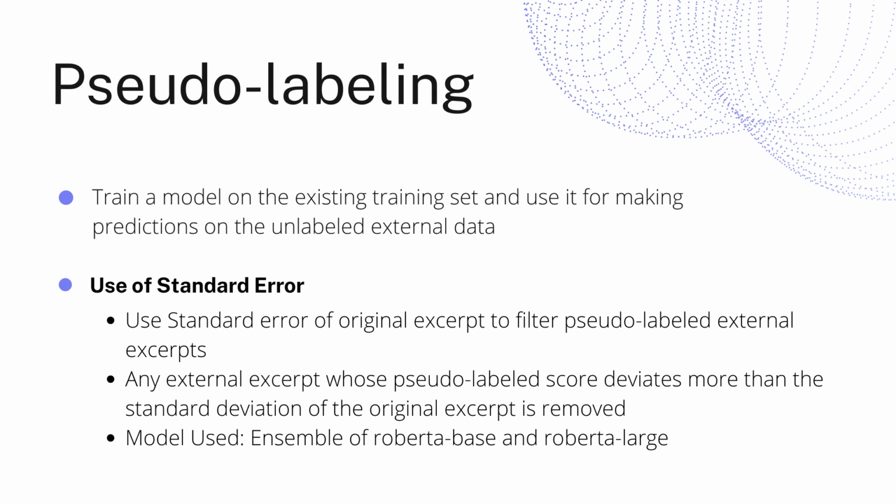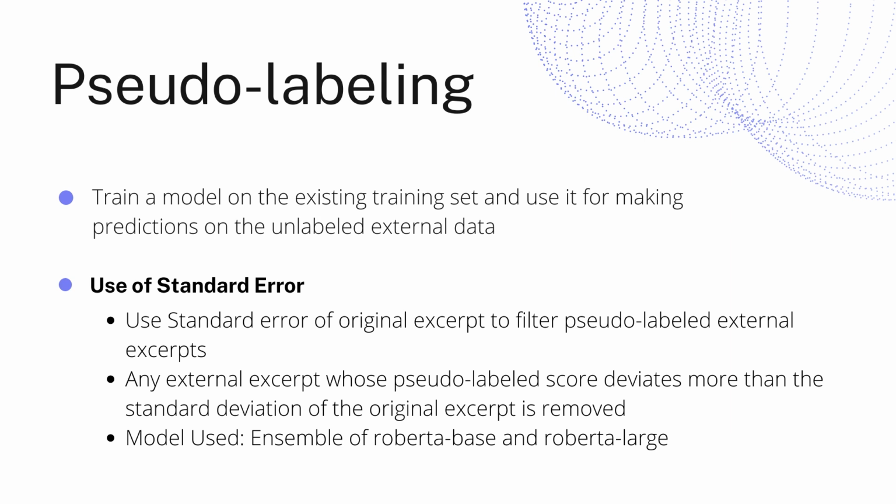So I hope I could convey the ideas of the previous part. Now let's see the pseudo labeling part. Pseudo labeling is basically making use of an existing model to label unlabeled data. Getting unlabeled data is quite easy, right? It's cheap, but labeled data is expensive. So pseudo labeling comes in handy. In this case, we make use of an ensemble of RoBERTa base and RoBERTa large to label our external data.